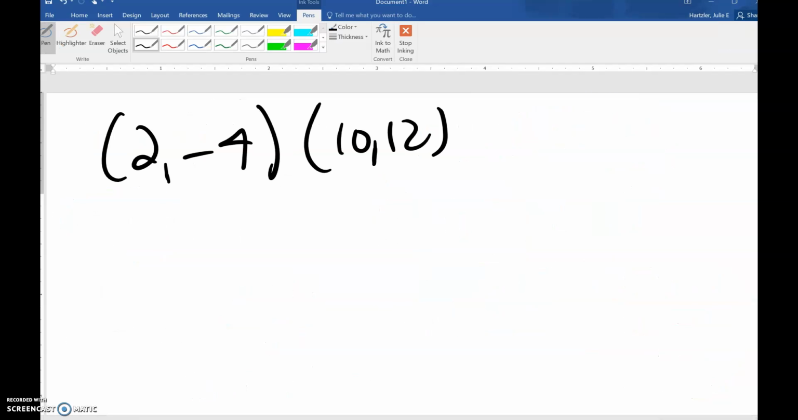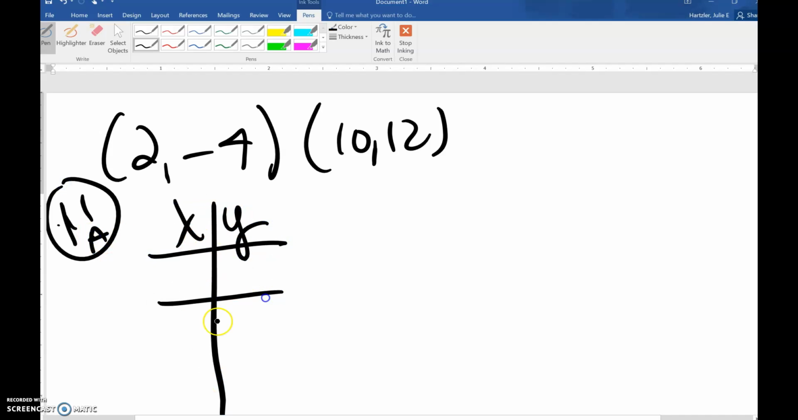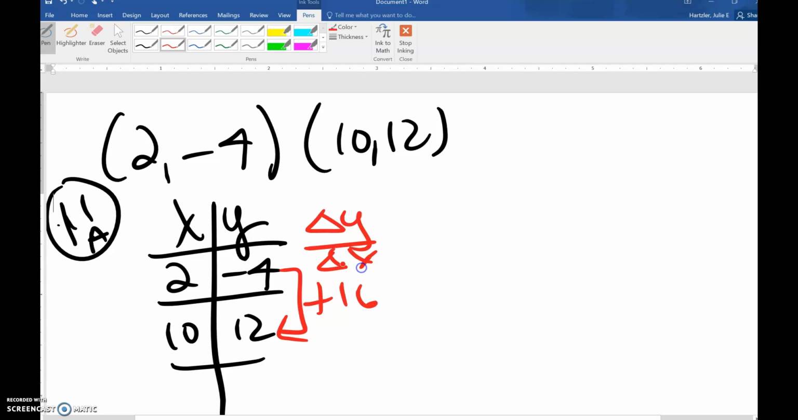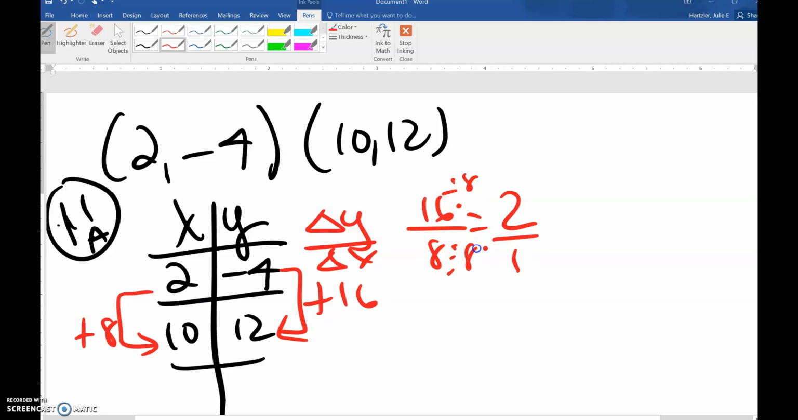All right, the next one, number 11, part A, says find the slope. So I like to do an input-output chart. So input 2, output -4, input 10, and 12. And I like to look at the more rate definition, like the change in y. This is going up by 16 over the change in x. This is going up by 8. So change in y, 16 over 8 gives you 2. Or you could put 2 over 1 if you want. Reduce it, like divide by 8, simplify. All right, so the slope of this is 2.